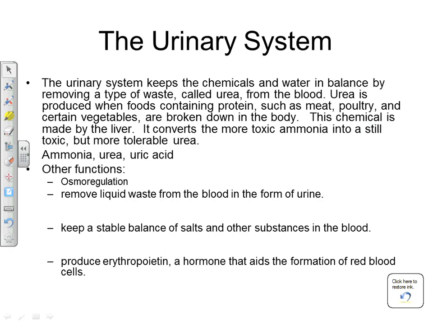All right, so again, when you think urinary system, osmoregulation, regulating water balance, getting rid of nitrogenous waste, and also creating this substance, erythropoietin, which causes your bone marrow to make more what? Red blood cells. We talked about erythro in class the last couple of days. Erythro means red. So this causes your bone marrow to make more red blood cells. It's released by your kidneys.